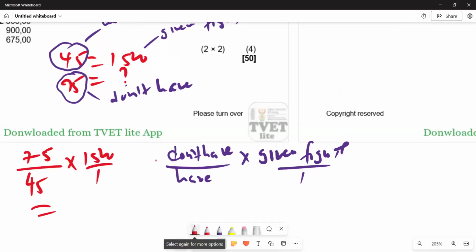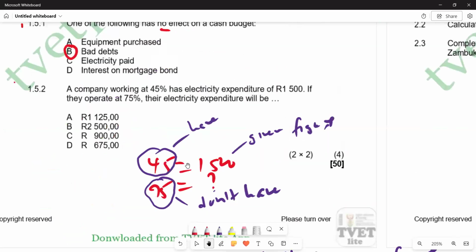Then obviously we try to calculate it in such a way. Let's see what we get there. We are saying 75 divided by 45. The answer that we are going to get, you multiply by 1,500. And you're going to get your 2,500. So here we've got 2,500. So we look for 2,500 in the answers that we have there. So we're seeing that we've got B, 2,500. So this is our answer.